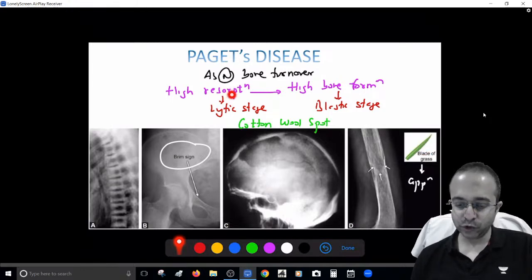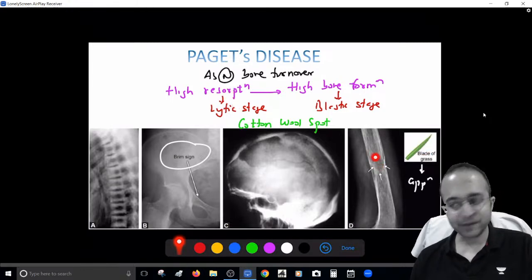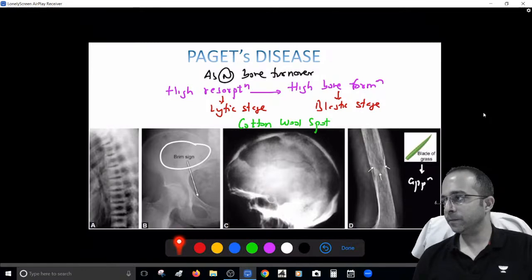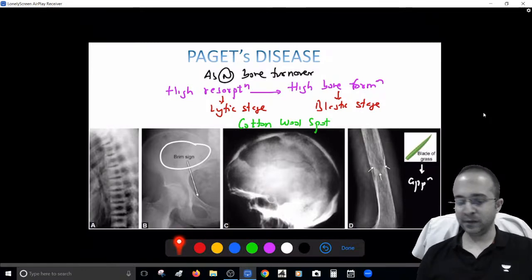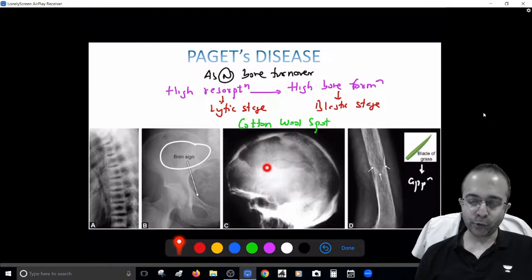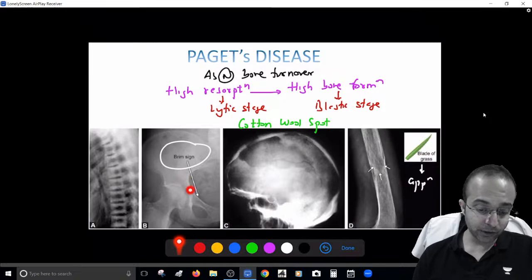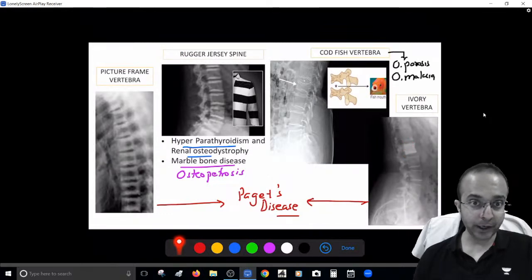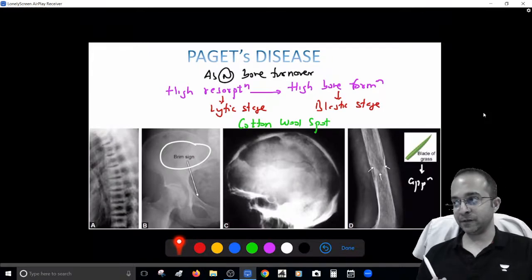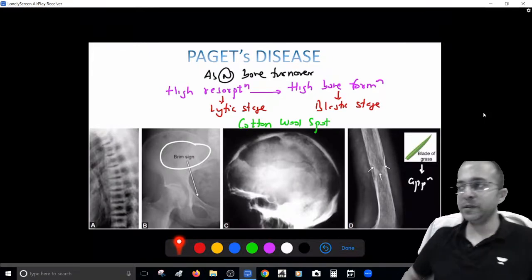So bone resorption होती है lytic stage में, वो progress करती है ऐसे V की shape में. This is called blade of grass appearance, V-shaped. Clear? So clear with those X-ray signs? Lytic stage में ये osteoporotic patch मिलेगा, cotton wool spot. Sclerotic stage में, blastic stage में ये sclerotic brim sign मिलेगा. Sclerotic stage में ये picture frame vertebra मिलेगा, जो eventually जाके ivory vertebra बन जाएगा. So picture frame vertebra will only progress to become ivory vertebra in the blastic stage in Paget's. So clear even with the X-ray signs of Paget's?